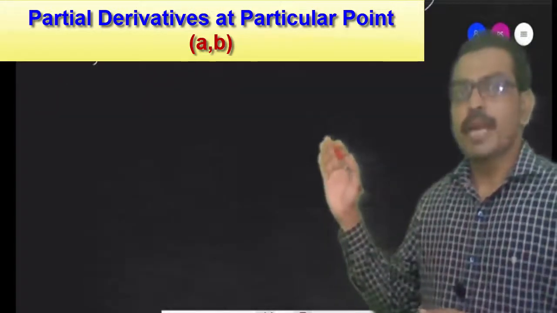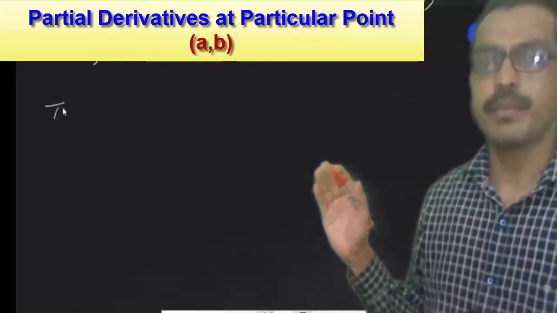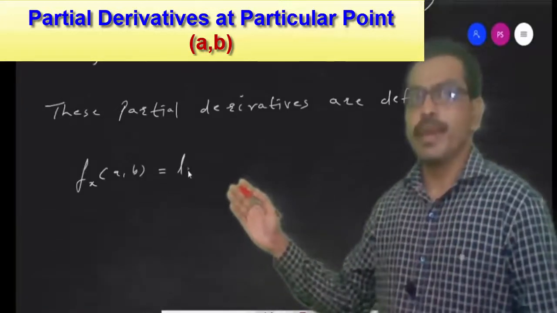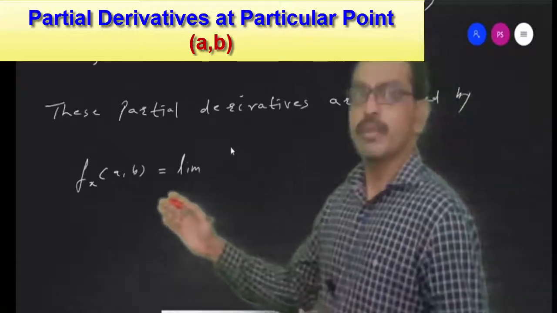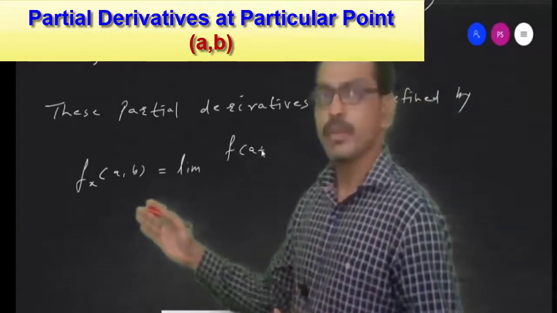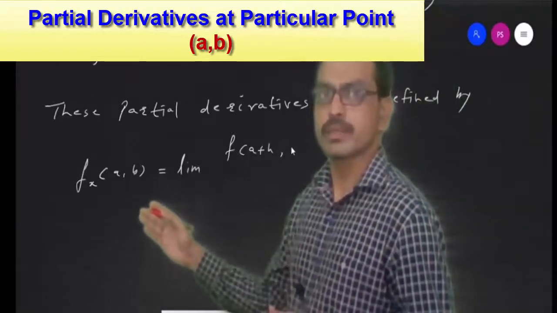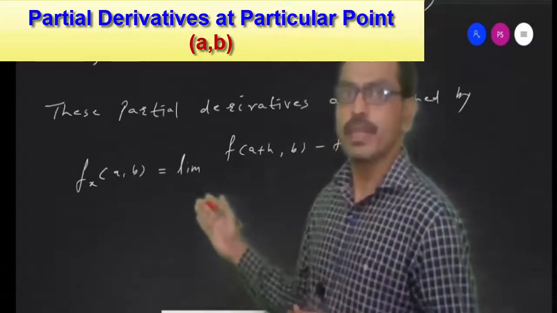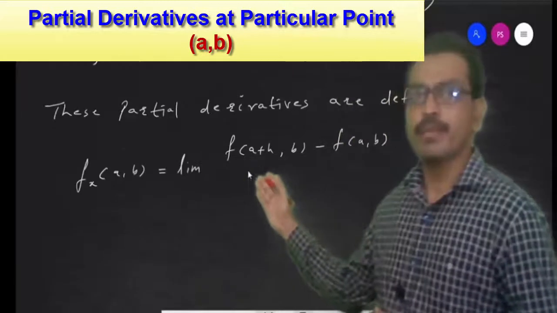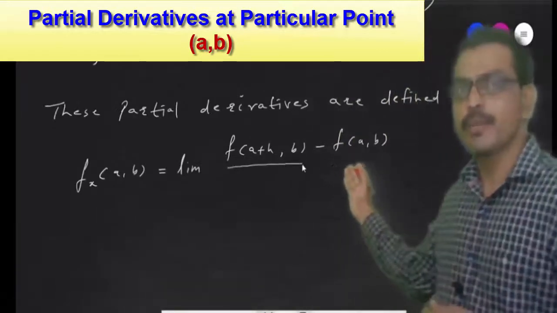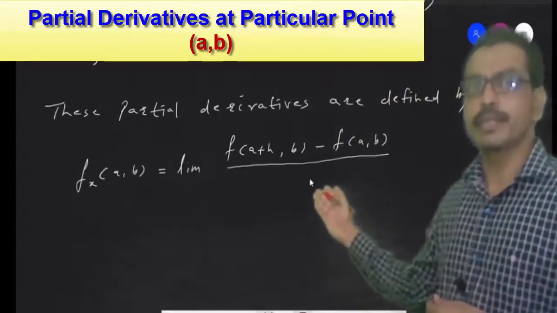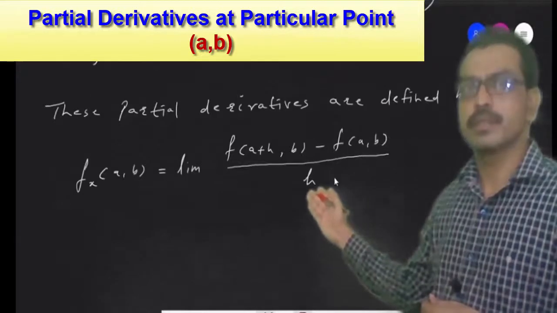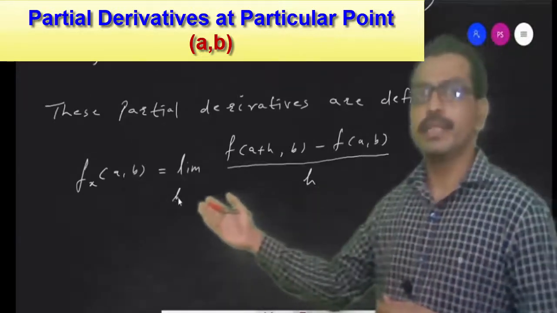And these partial derivatives are defined by f sub x, that is, the partial derivative of the function f with respect to x keeping y constant at the point (a, b), is equal to the limit of f of a plus h comma b minus f of a b, divided by h, as h tends to 0.